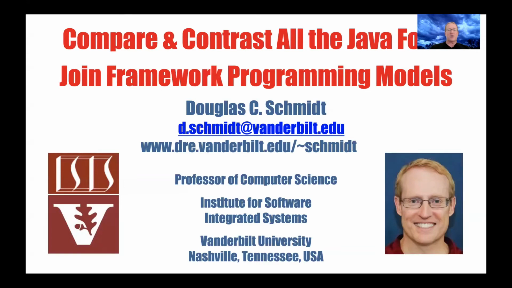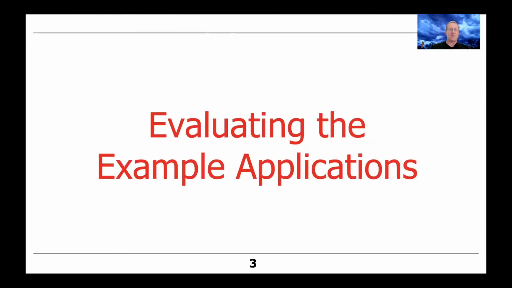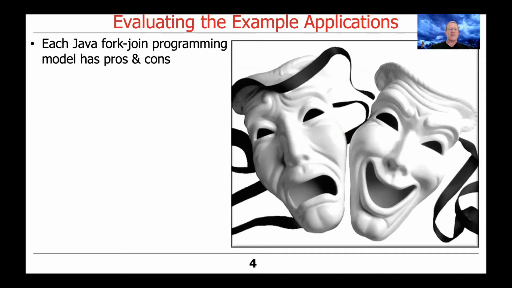So now that you've had a chance to take a look at all the different ways of programming the Java fork join framework by using the iterative approach and a couple of recursive decomposition approaches, let's actually go ahead and compare and contrast the performance of all these different models and see which one actually does the best. And the results are a little bit surprising here.